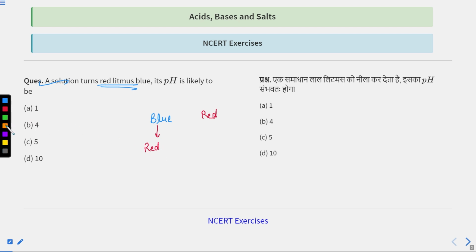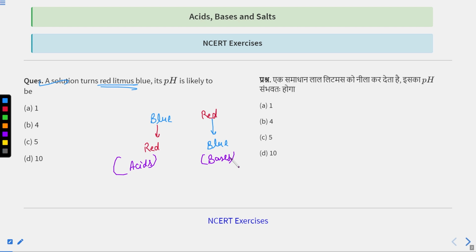Blue becomes red in presence of what? Acids. And red becomes blue in presence of what? Bases. The point to understand is, blue remains blue in presence of bases, and red remains red in presence of acid. If red is changing itself from red to blue, then definitely it will be a base. It comes in contact with a base, or is dipped in a base. So if the solution turns red litmus to blue, you can say the solution is basic in nature.